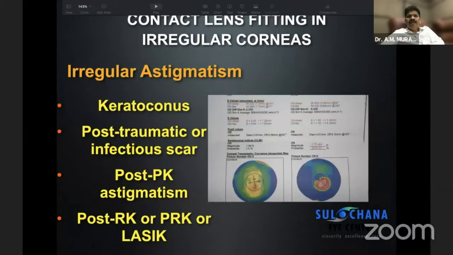Primarily, the reason why we are troubled with contact lens fitting in cases of keratoconus is irregular astigmatism, which is seen with conditions such as keratoconus, post-traumatic or infectious corneal scars, post-keratoplasty astigmatisms, and post-RK, PRK or LASIK. And this is the major problem in fitting a contact lens, the irregular astigmatism. Because once you have an irregular cornea, the lenses don't center very well, and that causes a problem with the fit of these lenses.